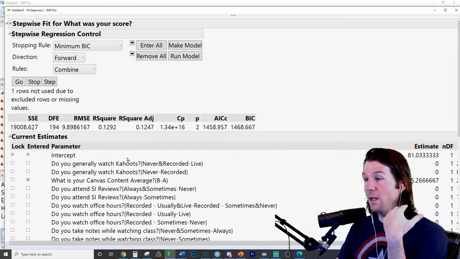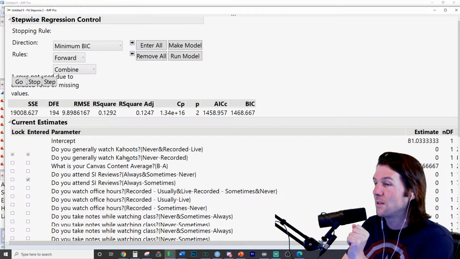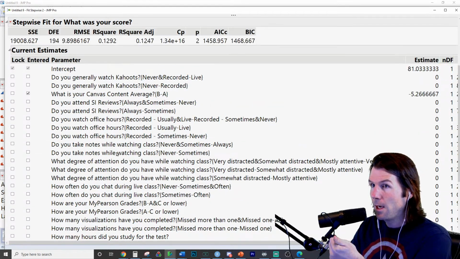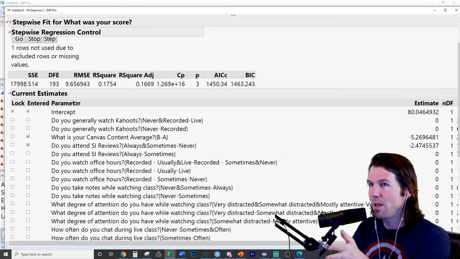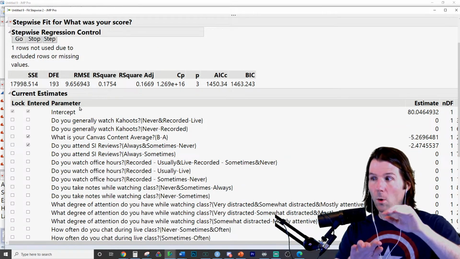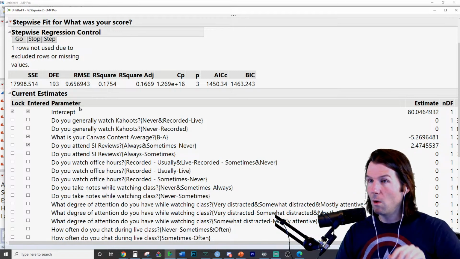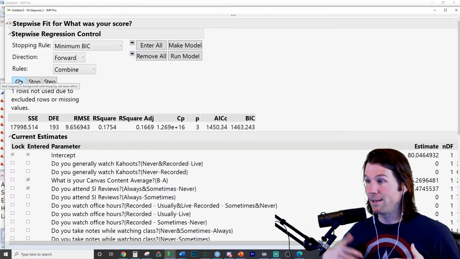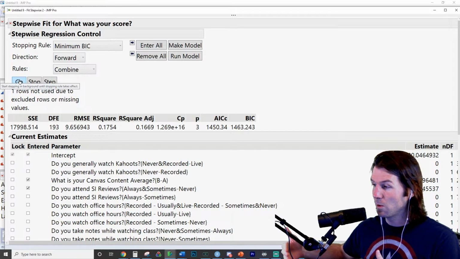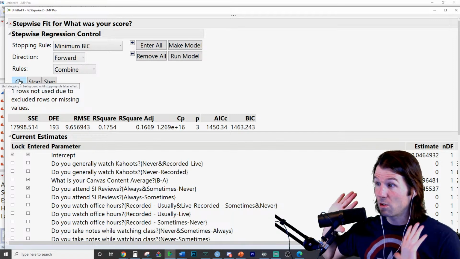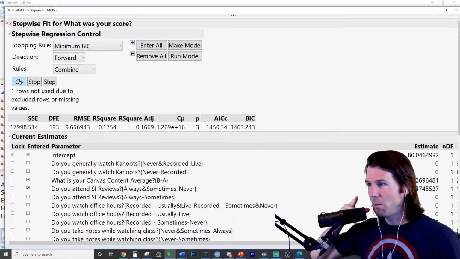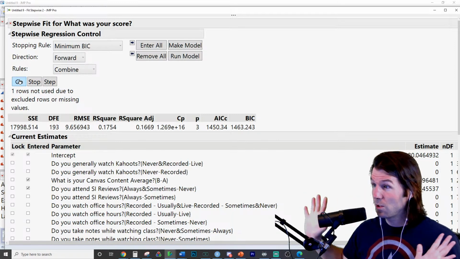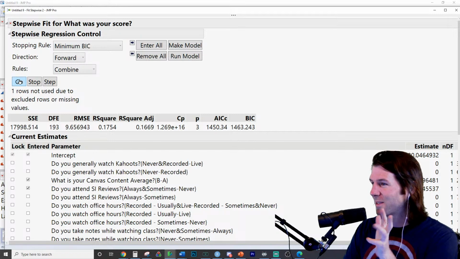So when we let it look through all the variables, it says this was the best variable. Then we hit step again and it says this is the best variable. You could keep hitting step, step, step, and it's basically walking more variables into the model, or you can hit go and it'll go through the process of stepping things through. Now JMP has ways of knowing when it should stop. It looks at things like the Akaike information criterion, the Bayesian information criterion, or the Fisher information criterion. There are tons of ways to tell it to stop.